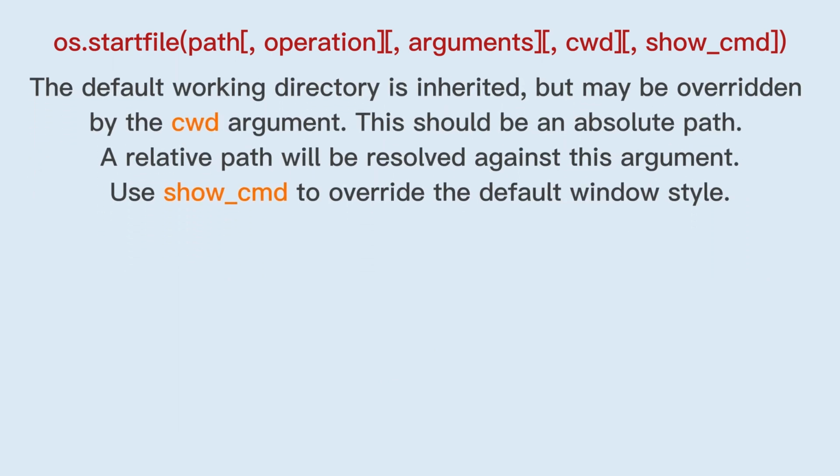The default working directory is inherited, but may be overridden by the cwd argument. This should be an absolute path. A relative path will be resolved against this argument. Use show_cmd to override the default window style.